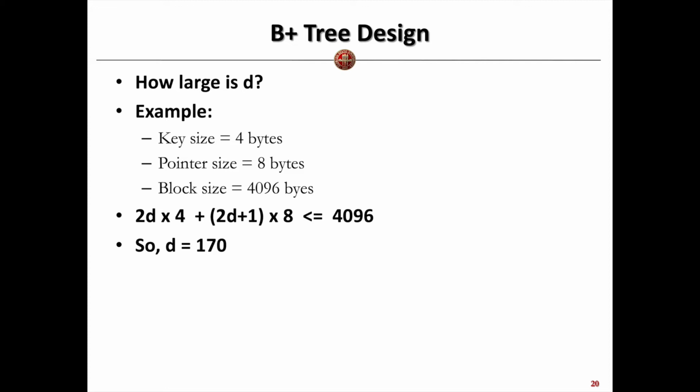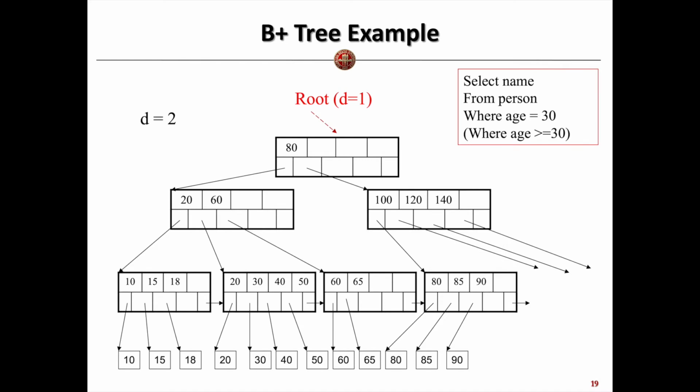Remember, this D controls how many kids we can have for each node, right? So if a D parameter is very small, what will it mean? If D is very small, it means in each node we can have a very small number of keys inside it. What will happen? If we have a very small D, given an index table, if we have many records to put in this B plus tree, then the B plus tree will be very deep, right? If the D is very small, we have to build a very deep B plus tree instead.